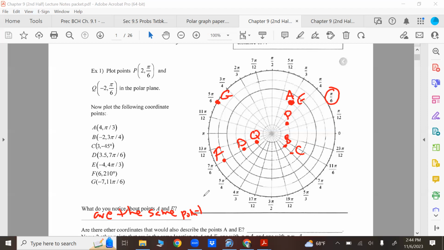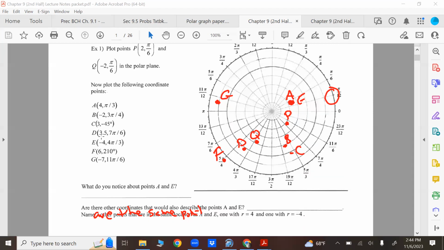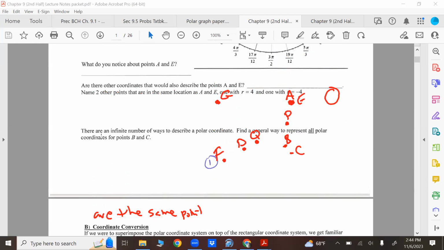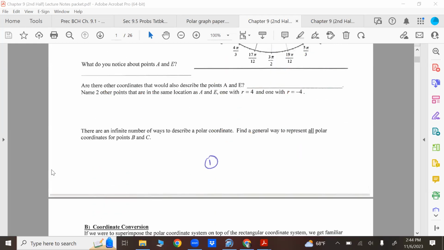Okay, questions so far, how to graph these? It's not that hard. A lot of it is kind of like the unit circle. Another thing we're going to do is convert these to rectangular coordinates, like x, y coordinates. A lot of it is just going to be using basic SOHCAHTOA rules. It's not that hard. Now, let's look at some of these questions here. Are there other coordinates that would also grab points A and E? Yes. That's infinite.